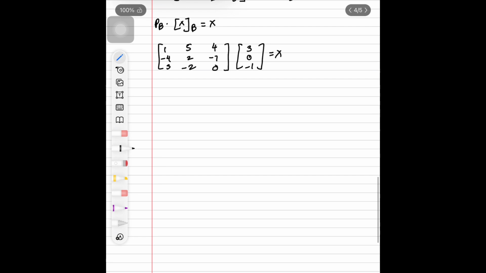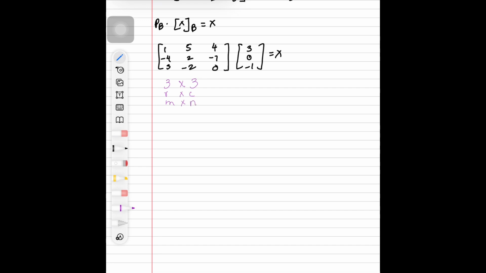So let's verify the dimensions. So we have 3 rows, 1, 2, and 3. And we have 1, 2, and 3 columns. 3 cross 3, so row times columns, m cross n.